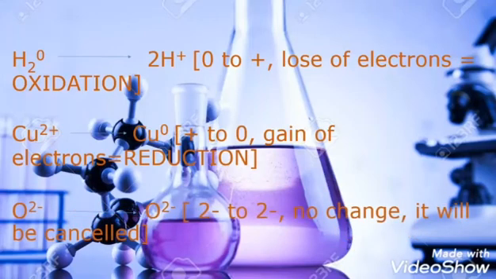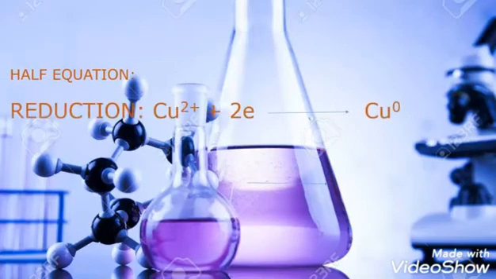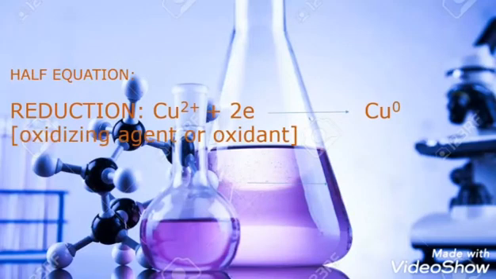For the case of oxygen gas, take note that the charge did not change from -2 on the reactant side and -2 on the product side. So the charges would be -2 to -2. Since there's no change in the charge, oxygen gas would be cancelled. At this point, we are now ready to write the half equation for the reduction and oxidation reaction.